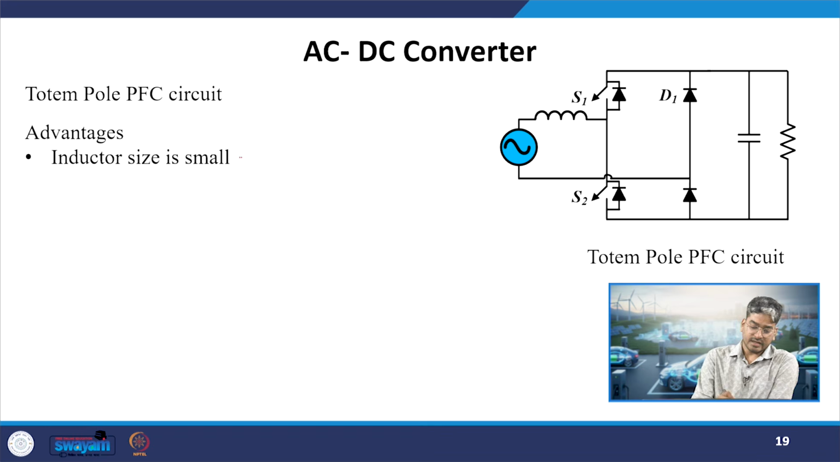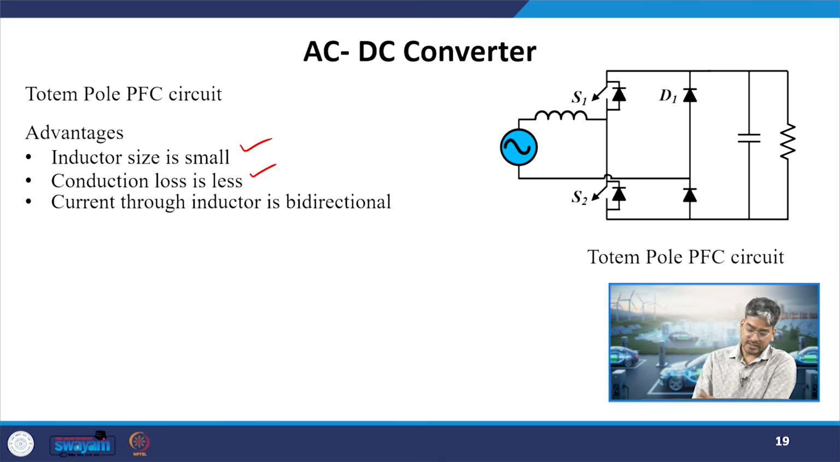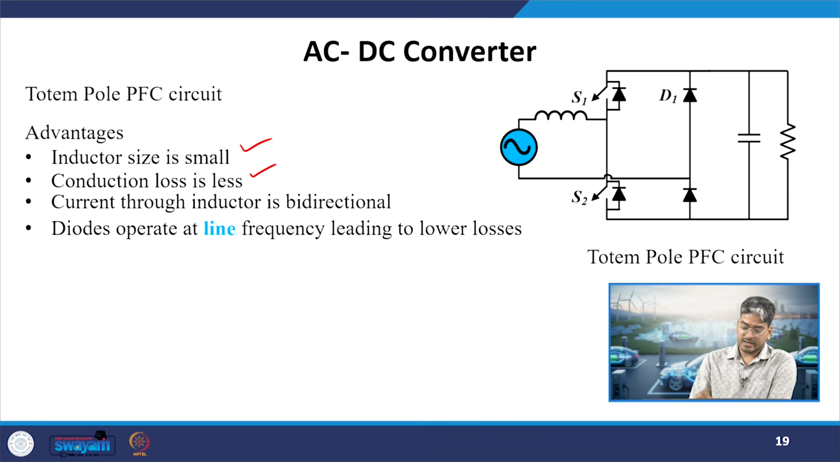Okay. The advantages of this totem pole operation, the inductor size is small, conduction losses are less in this case. Why? Because again we have two devices in the conduction path. Current through inductor is bidirectional, so the size of your inductor will be less. The diode is operated at line frequency, leading to lower losses. Okay. The switching frequency operation of the diode is avoided in the totem pole compared to the bridgeless PFC. In bridgeless PFC, they were operated at switching frequency. Now, the diodes will be operated at line frequency.